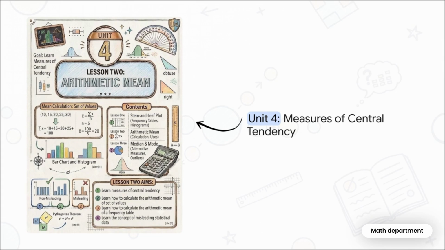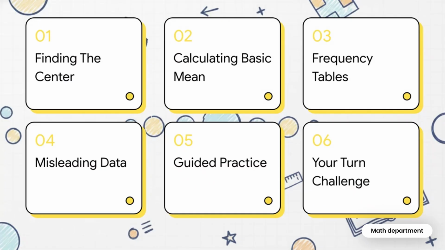Right here on our mind map, you can see exactly where we're heading today. We're exploring the absolute core of statistics, focusing right in on Lesson 2. We've got our calculators ready, the digital graph paper is laid out, and we are zooming straight into the arithmetic mean. Here is our roadmap for this explainer. First, finding the center. Next, calculating the basic mean. Then, tackling frequency tables. After that, spotting misleading data. We'll follow that up with some guided practice, and finally, your turn with a challenge.